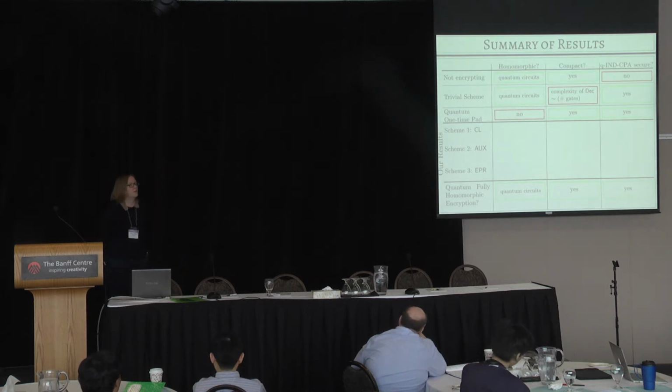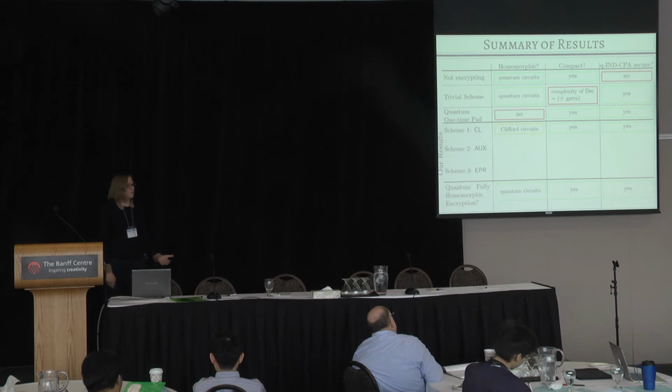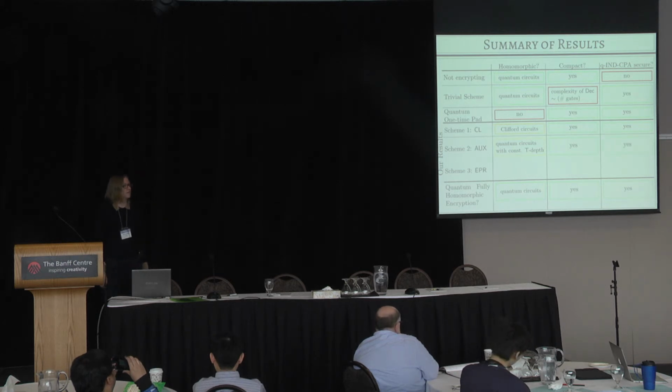So our results are sort of intermediate between these trivial results and our ultimate goal of quantum fully homomorphic encryption. So we have three schemes. The first is homomorphic for all Clifford circuits. So we call this scheme CL, and it's compact and QIND-CPA secure. And this scheme is quite straightforward, and I'll actually be going through it in the rest of my talk. And then our second and third schemes are both extensions of the first scheme. So the second scheme extends the first scheme to quantum circuits that are arbitrary in Clifford gates but have only constant depth in T gates. And this scheme is also compact and QIND-CPA secure.